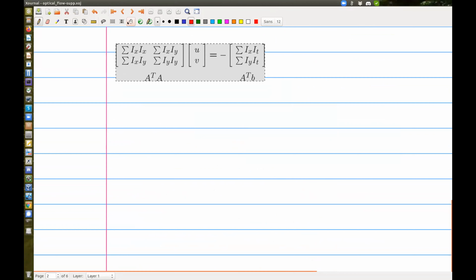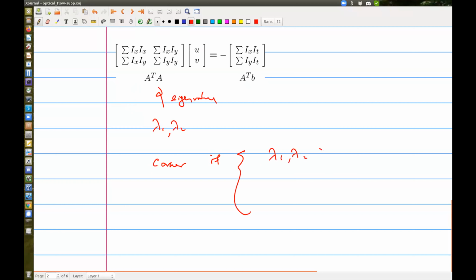So for this matrix here, A transpose A, do you remember, if it's a corner, and I find the eigenvalues lambda one, lambda two of this matrix? So for a corner, I give a couple of options here: A, lambda one and lambda two both bigger than zero; B, lambda one and lambda two approximately equal to zero; C, lambda one bigger than zero, lambda two approximately equal to zero. Which one is a corner?